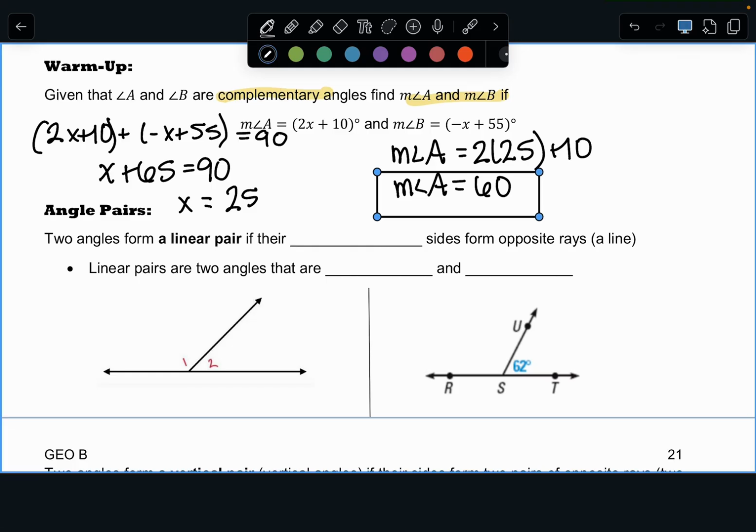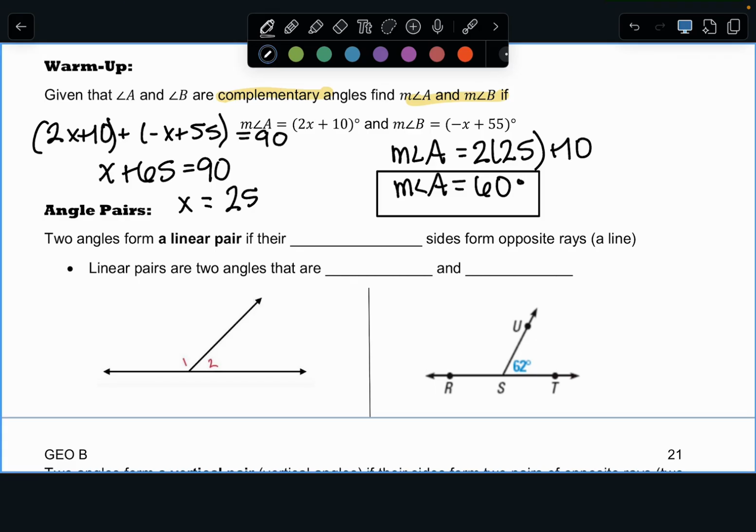What's one bad thing about my answer? Degree symbol. Really start to try to focus on that because your test isn't going to be all multiple choice. There'll be some multiple choice, but there'll be some fill in the blank where symbols will matter. So, measure of angle A is 60.